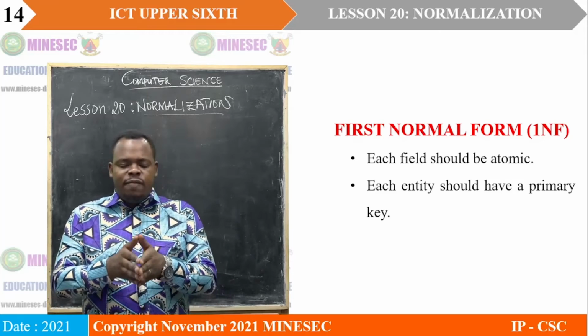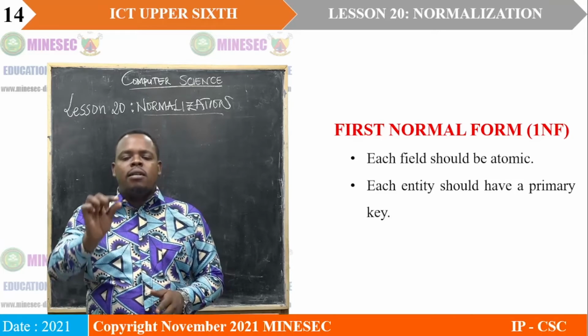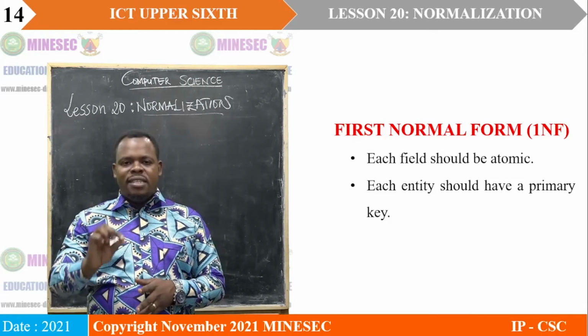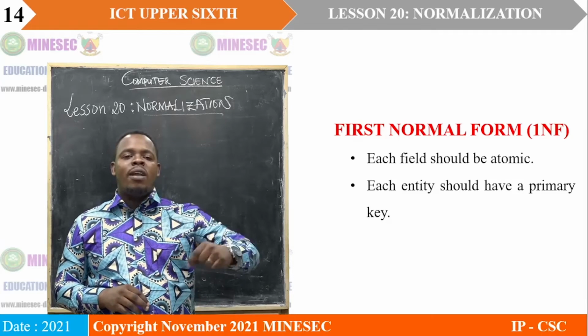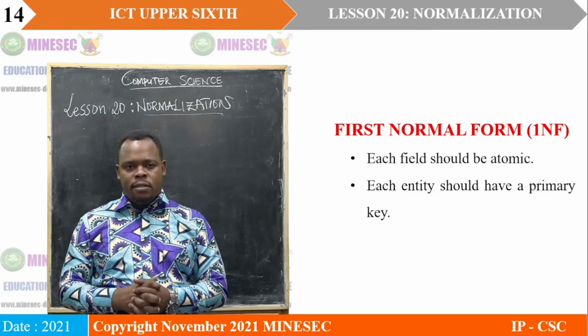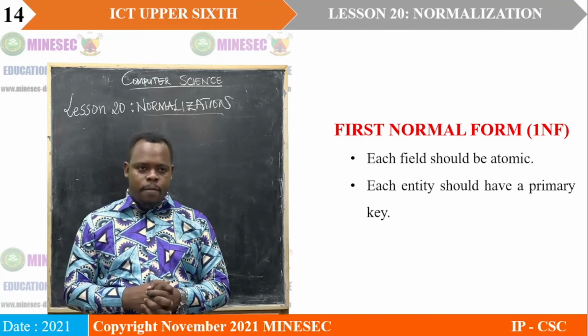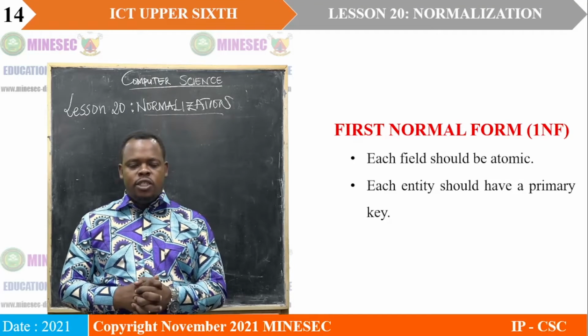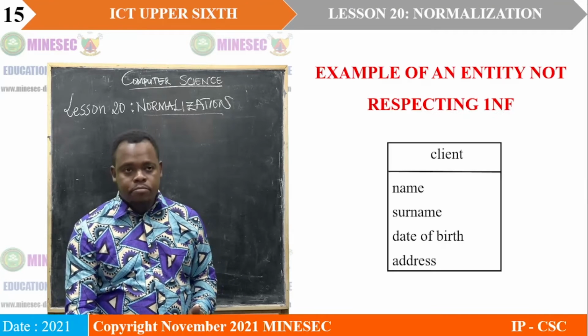It means that each value stored in a field must be a single value, or each cell should be a single value. We should not have more than one value in a particular field. If not, we are going to say that that field is not in first normal form. And also, each entity should have a primary key.